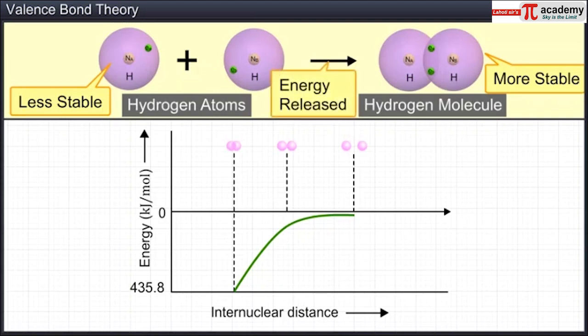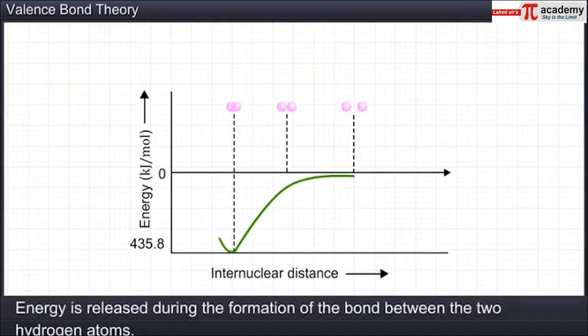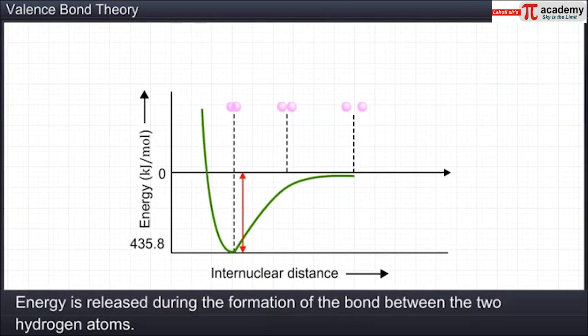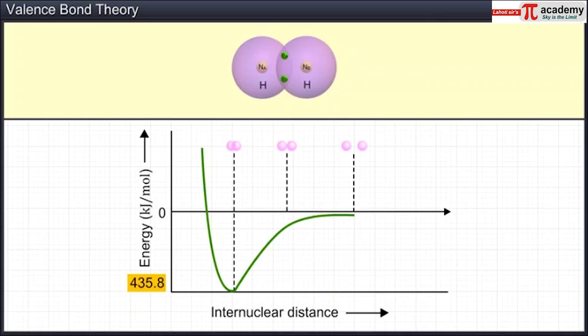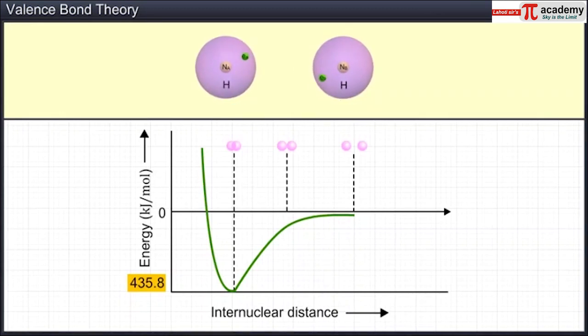As energy is released during the formation of the bond between the two hydrogen atoms, we can say that the hydrogen molecule is more stable than the isolated two hydrogen atoms. The energy so released is called the bond enthalpy, which corresponds to the minimum as shown in the figure. It is important to note that the same amount of energy is required to dissociate one mole of hydrogen molecule.